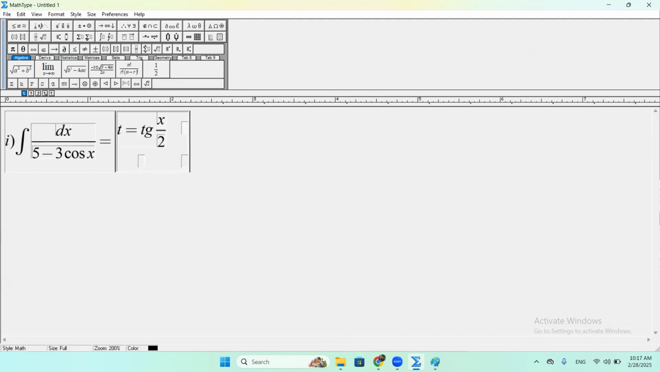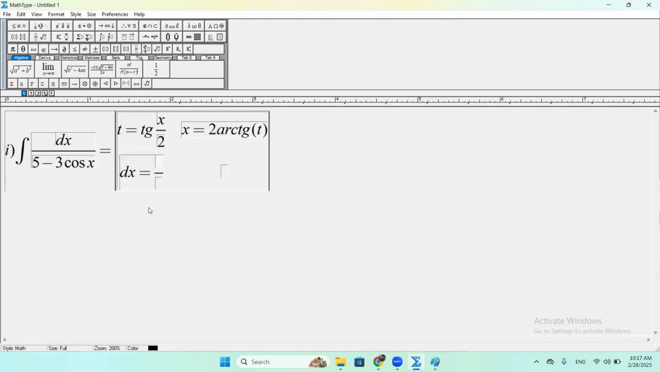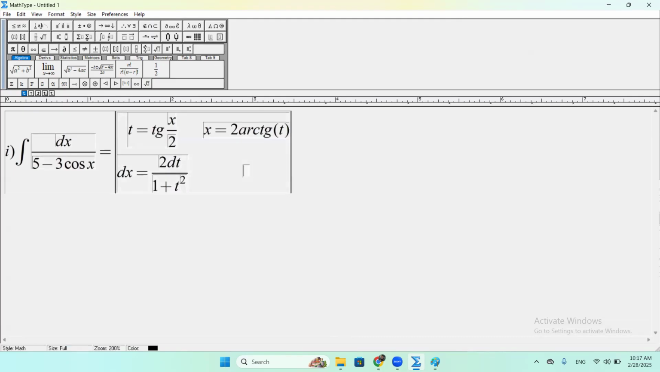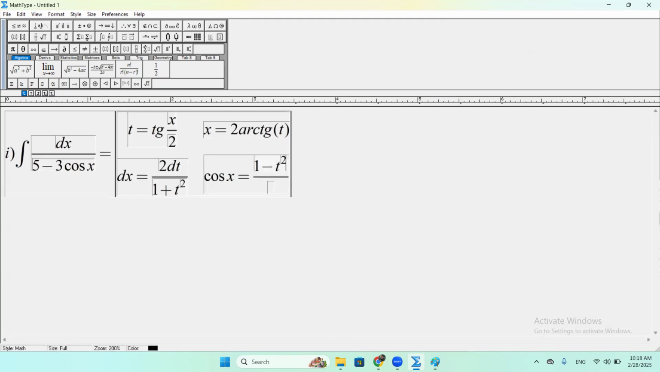Then x equals 2 arctangent t. Then dx equals 2 dt over 1 plus t square. And for cosine of x, you don't have to transform it. Such transforms were done before, so they're known.